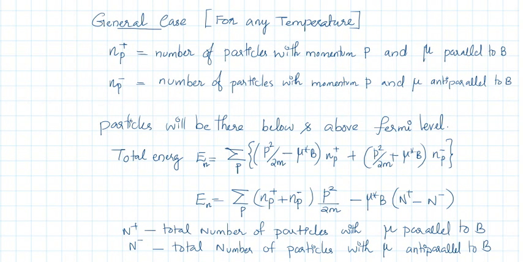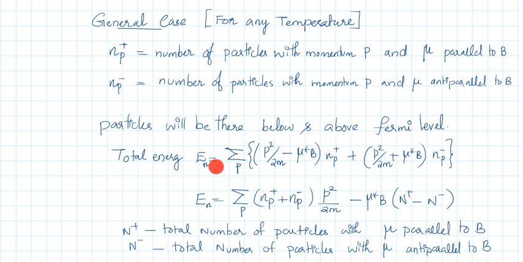But this p can take different values. There are a lot of particles. P can vary from 0 to any value. There is no restriction for this p. In the earlier case, there was a restriction: the p value could be up to the Fermi momentum, but here it can have any value. Now, particles will be there below and above the Fermi level.